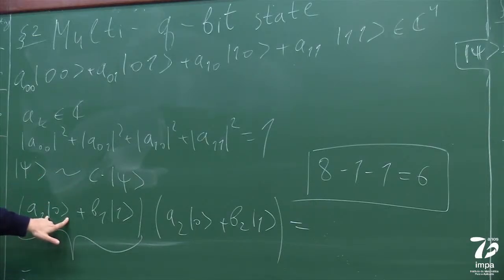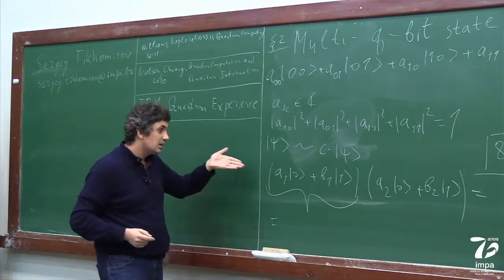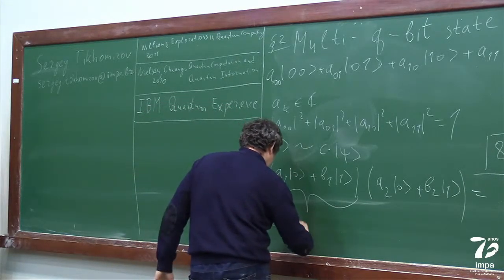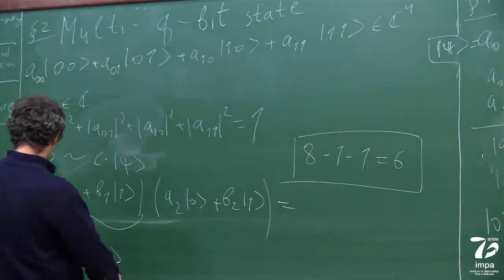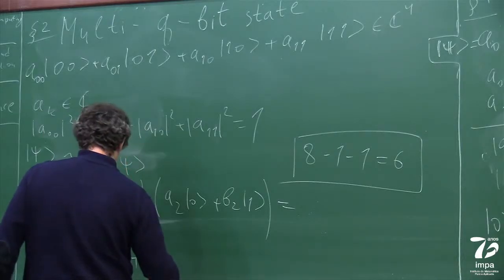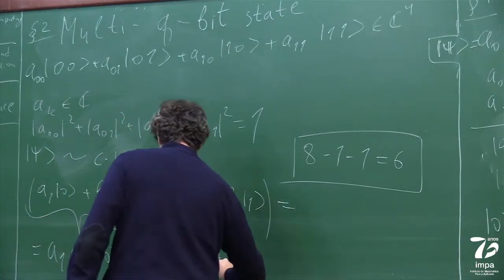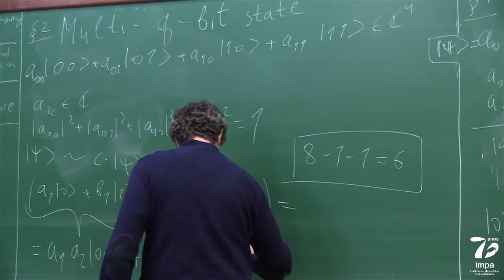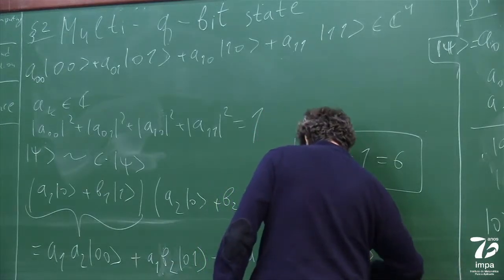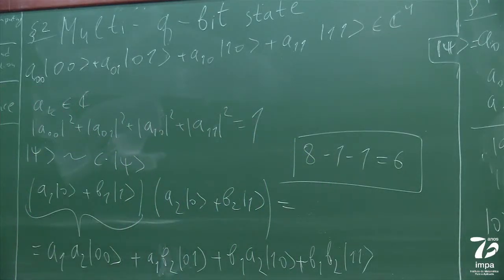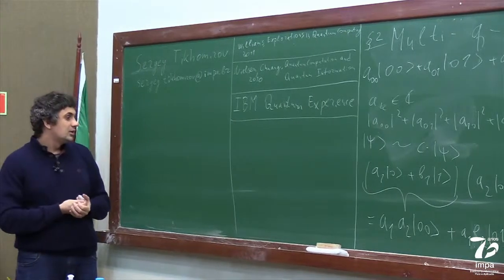But here appears a question: what is vector times vector? This is the moment when the tensor product appears. I can just write it in the following way: a1, a2, 0, 0. I just put the states of the vectors one after another: a1 b2, 0 1, plus b1 a2, 1 0, plus b1 b2, 1 1. This is a direct product of states. This is when they are not dependent, not entangled, as they usually say.